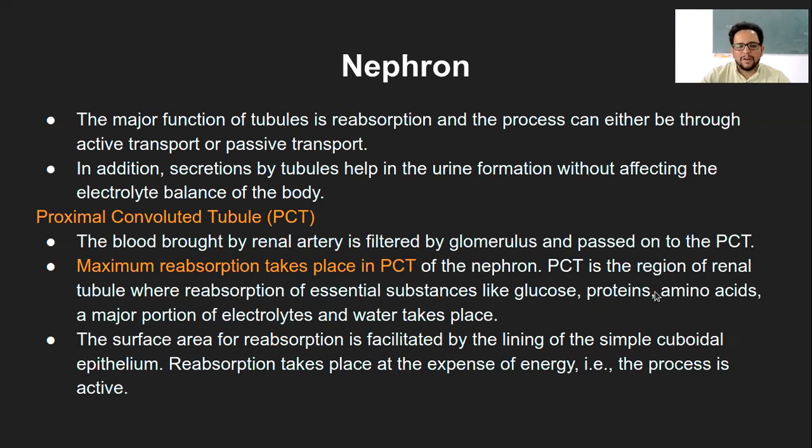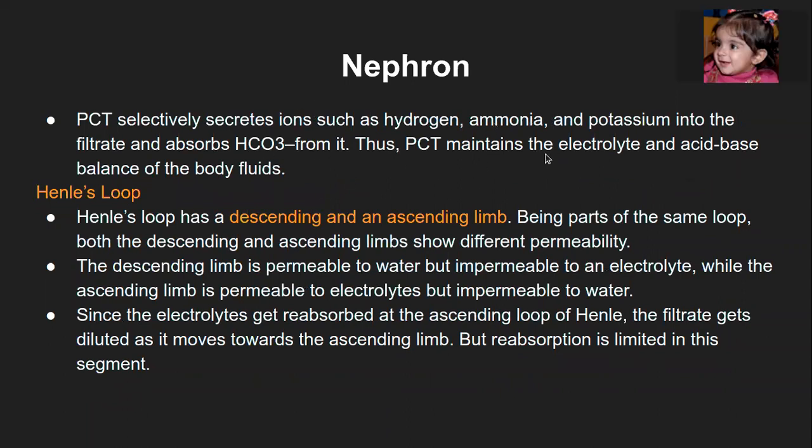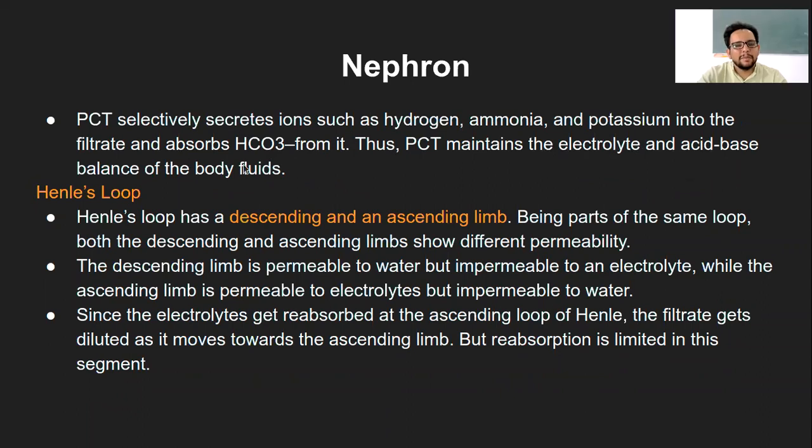It's a simple phenomenon. Wherever it is available in higher concentration, obviously that is the place where higher reabsorption can happen, and that place is PCT. And it is glucose, protein, amino acids, and so on, that we had looked at in terms of the proximal convoluted tubule. Also, we had looked at the maintenance of electrolyte balance as well as acid base balance of body fluid, which happens in the PCT to a greater extent, because it will secrete different ions like hydrogen, ammonia, potassium, and so on, in exchange with bicarbonate.